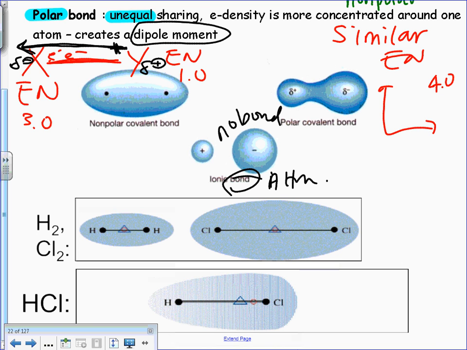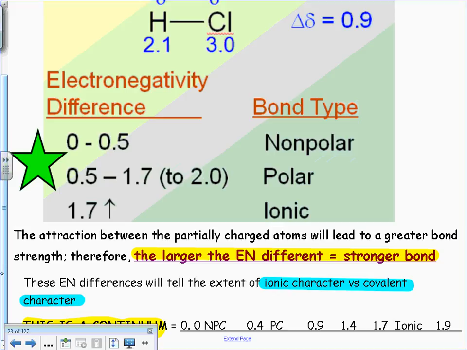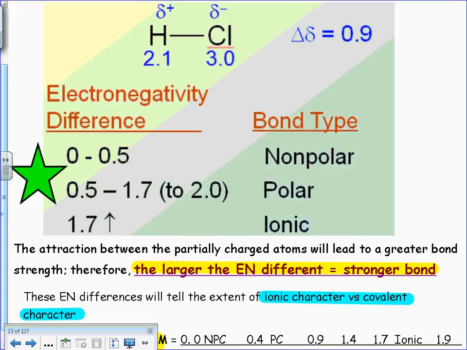So the values, I'm going to go forward. The values based on this are, where do I have this? Oh, it's right here. A very small difference, like 0.46, is going to be nonpolar. If it's between that and usually around 1.7, it's going to be polar. But if it's a very large value difference, it's going to be ionic. But probably more than anything that's going to help you remember it's ionic is if it's a metal and non-metal combination.